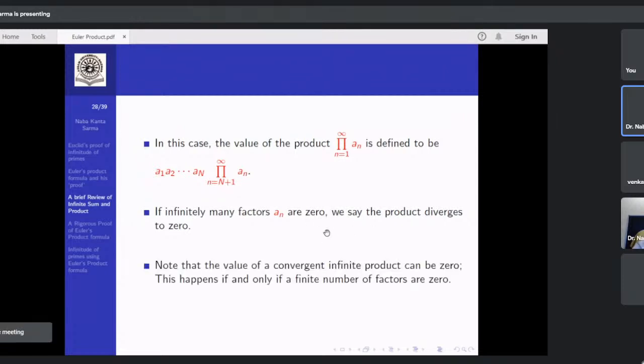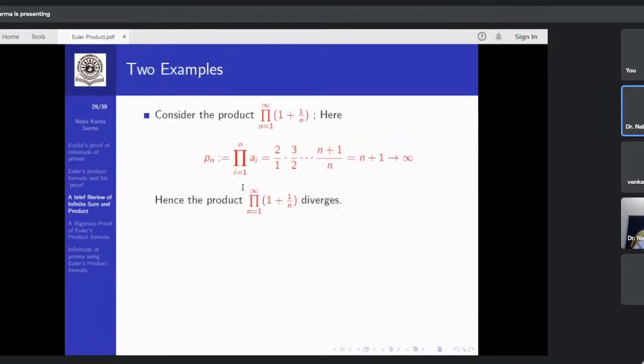So note that the value of a convergent infinite product can be 0. But this is possible only when finitely many factors are 0. Because if a1, a2 up to an, if some of these terms is 0, then even if the product from n plus 1 to infinity is non-zero, 0 times something will be 0. Okay, so let us consider two examples.